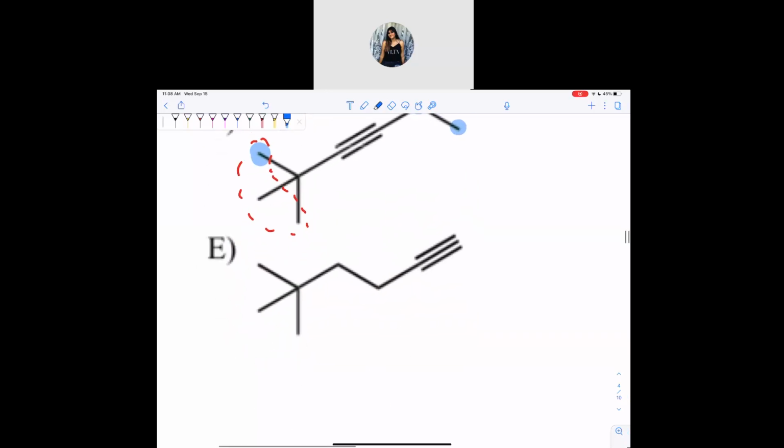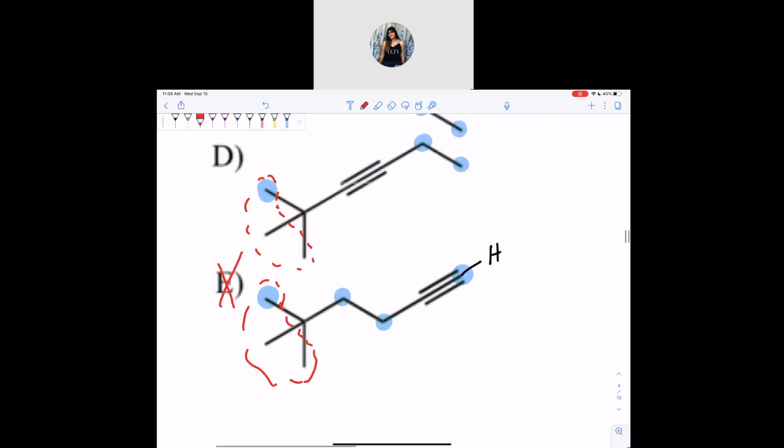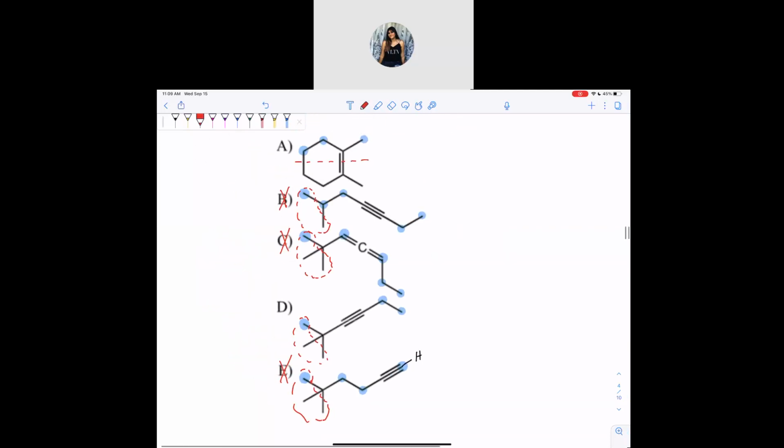Last but not least, symmetry again. And we have 1 signal, 2, 3. And this time we do have a signal here because there is a hydrogen coming off of that triple bond. So again, 4 signals is too many. We're going to cross out this answer choice. So just like that, we've gotten rid of 3 answers and we're down to 2.